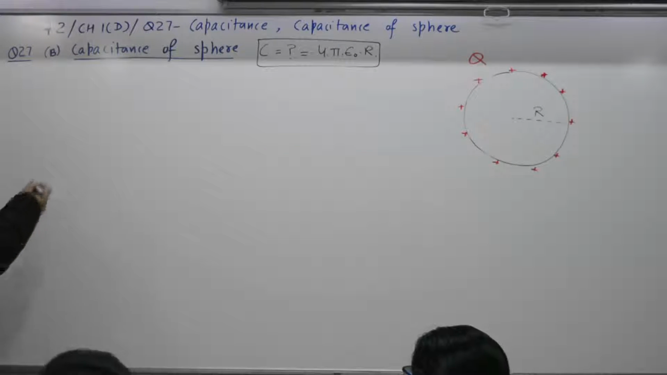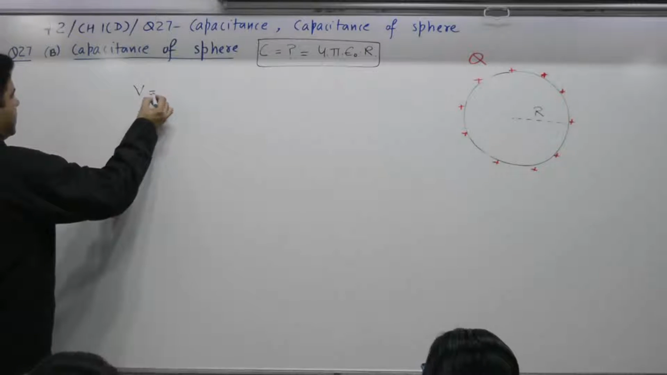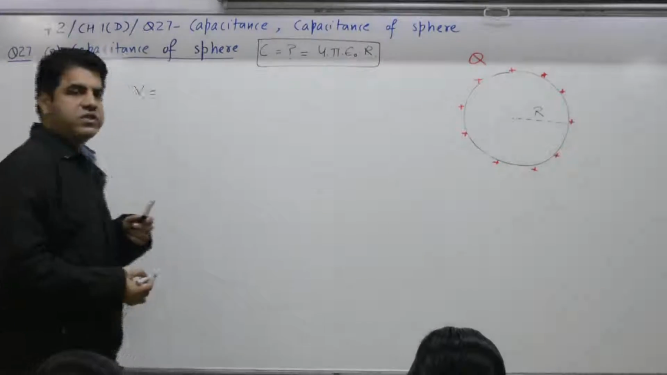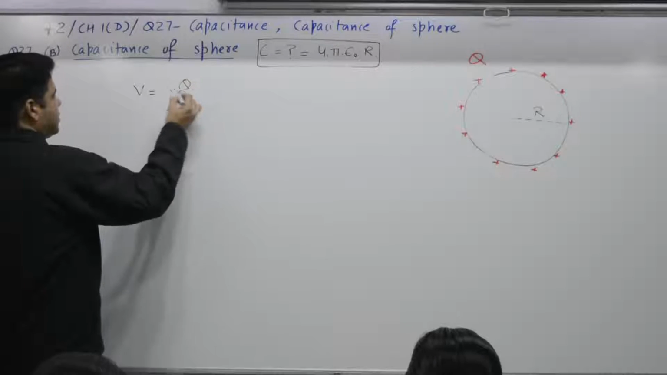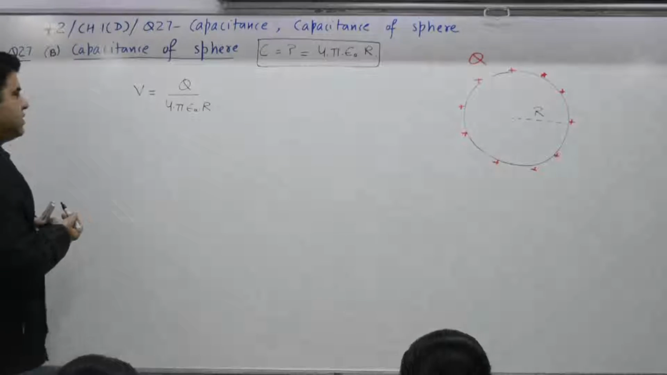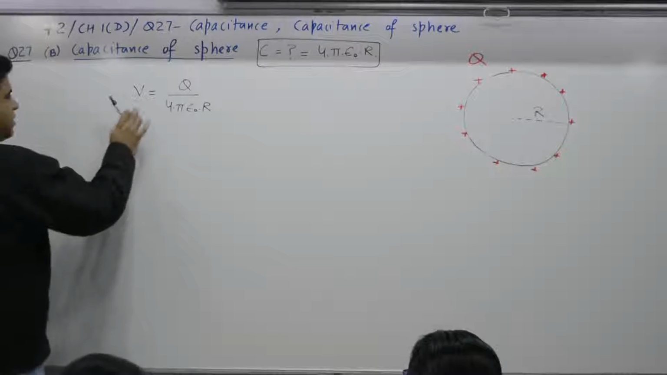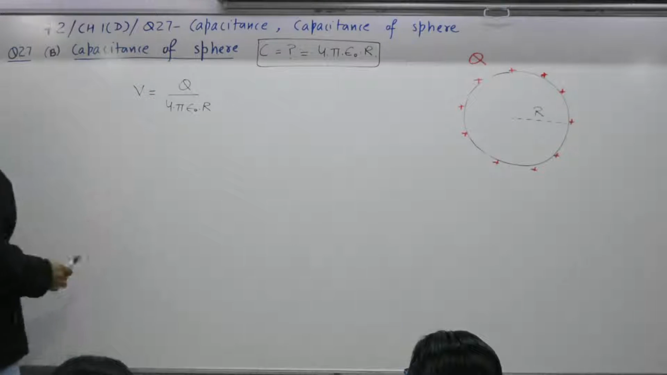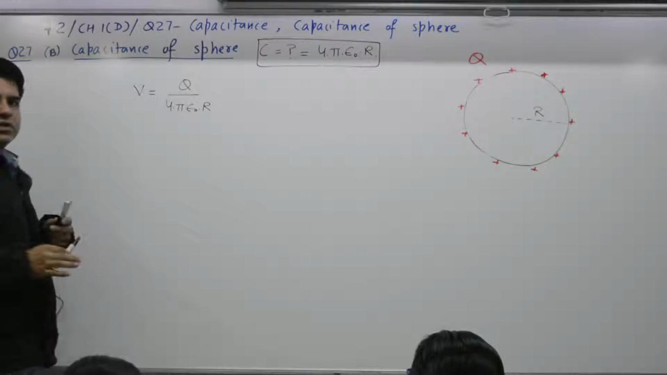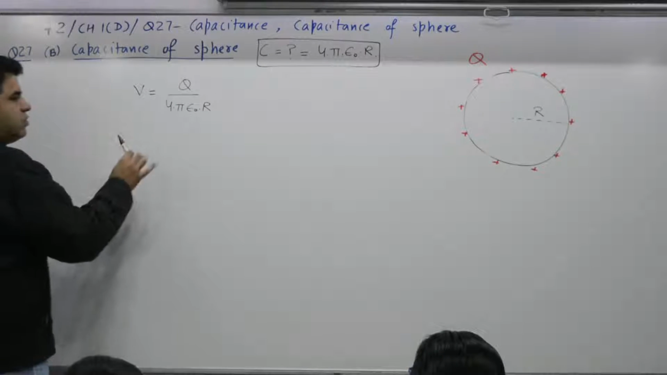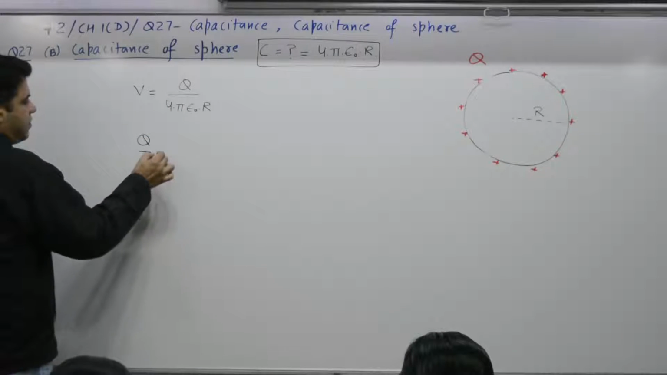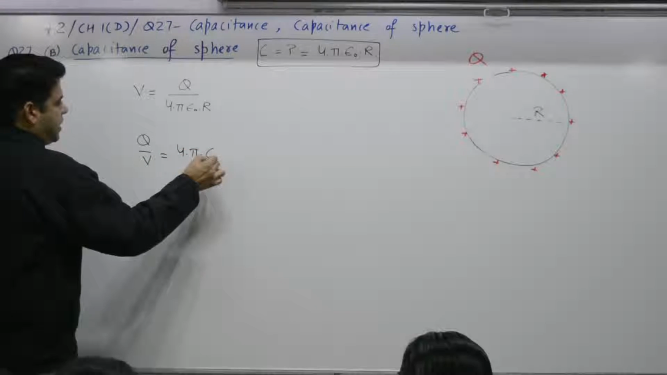Previous chapter. What about potential? If a sphere has charge Q and radius R, what is the potential on the surface of the sphere? Potential is Q by 4 pi epsilon R, covered in previous questions. In chapter 1D, all questions and derivations, we need to cover whatever you have done in the first 26 questions. All questions take one more step, charge divided by voltage. What about Q by V? 4 pi epsilon R.